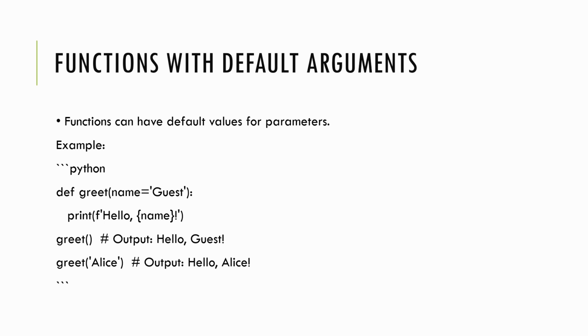Sometimes you may want a function to have default values for parameters. This is where default arguments come in. In the greet function, if no name is provided, it defaults to guest. This can make your function more user-friendly and adaptable.